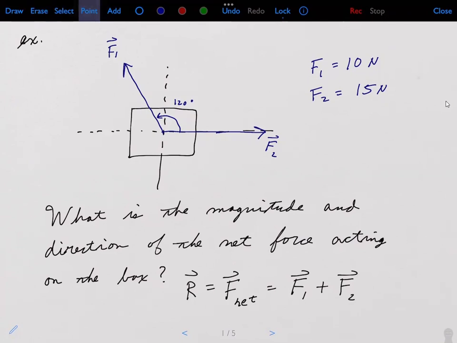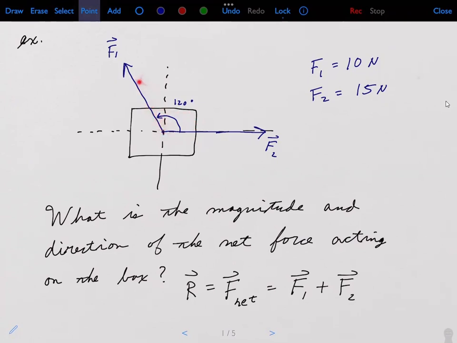So in this lecture, what I want to do is some examples where we actually add vectors together graphically, using a protractor and ruler. So in this first question here, we have this box and we have two forces exerted on the box.